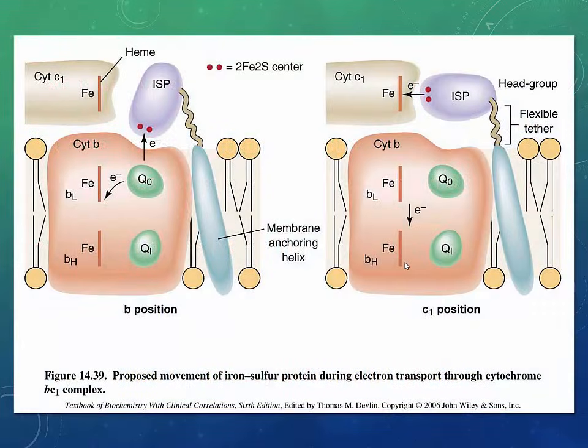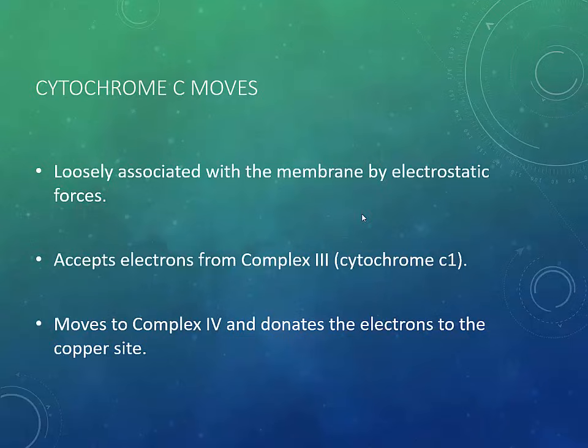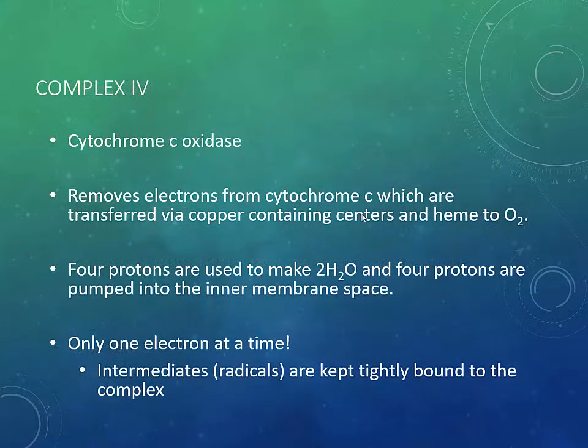So if we look at this idea here, we have actual motion from the iron sulfur protein. It will pick up electrons. Okay, and then this is our b position to c position, hence the name bc1. Our iron sulfur protein literally changes conformation to deposit electrons onto the iron of cytochrome c. Okay, cytochrome c is associated with the membrane by electrostatic forces and will accept electrons from complex 3 and move electrons onto complex 4 and donate the electrons at the copper site.